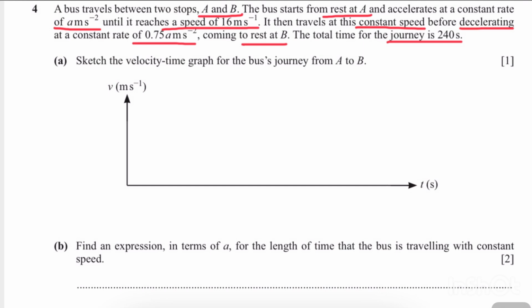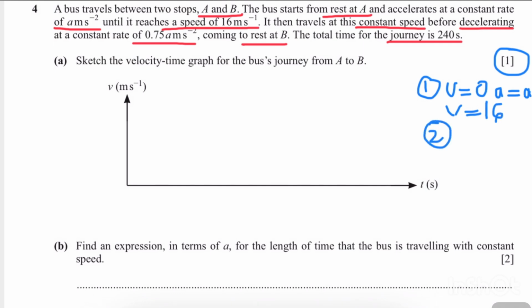So for the first part A, we need to sketch a velocity time graph for the bus's journey from A to B. This is a 1-mark question, so you do not need to have a lot of working for it. There are 3 different accelerations mentioned in this question. The bus starts from rest at A and then it accelerates at a constant rate before it reaches a speed of 16. So the initial speed is 0 and the acceleration is given as a, so it is unknown, and the final velocity is 16.